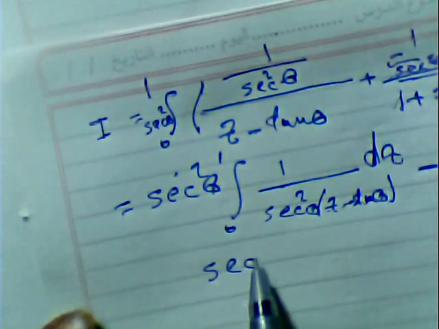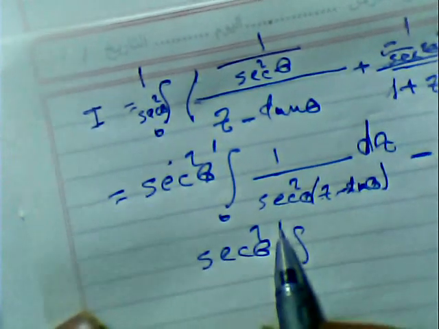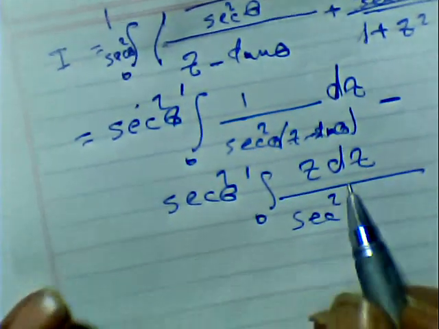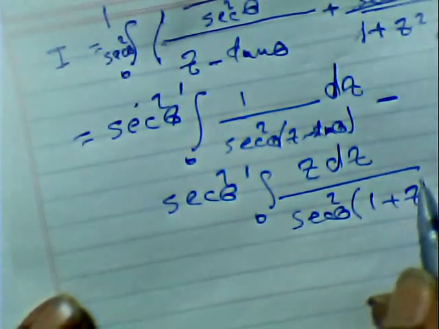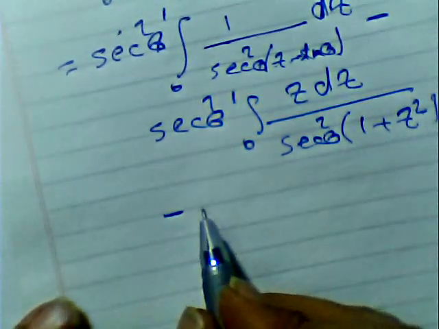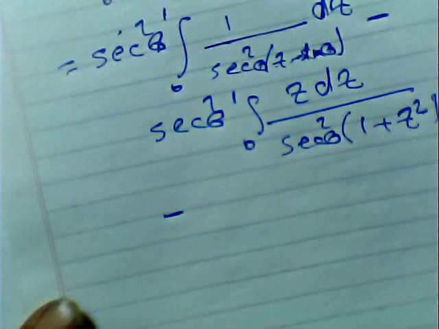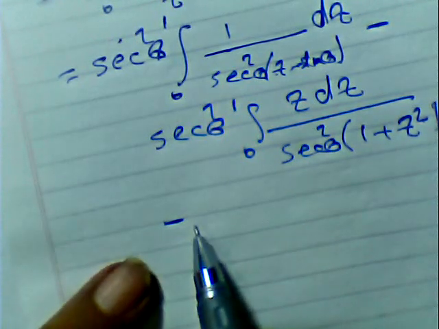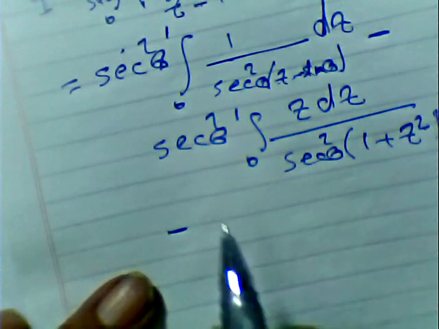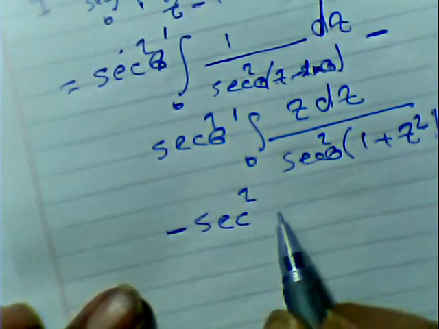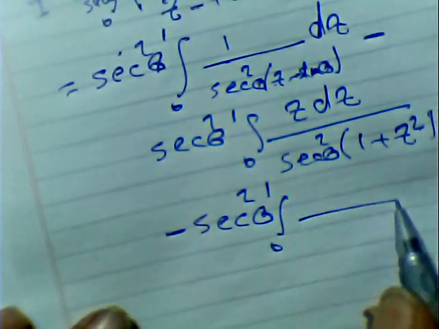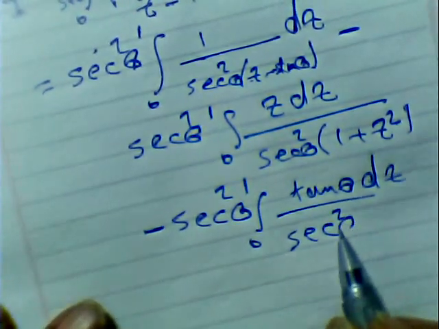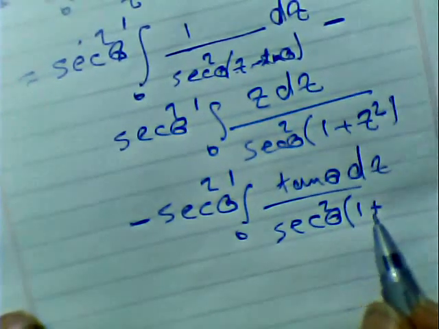Minus sec squared theta for the integral from 0 to 1 of z dz over sec squared theta multiplied by 1 plus z squared, minus, we can say minus also, sec squared theta integral from 0 to 1 of tan theta dz over sec squared theta multiplied by 1 plus z squared.